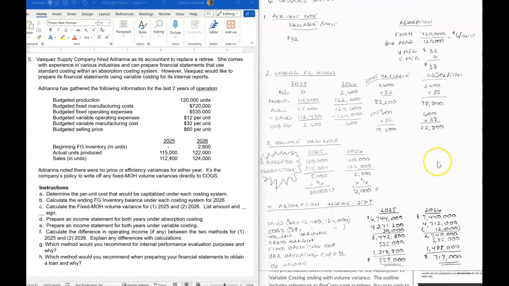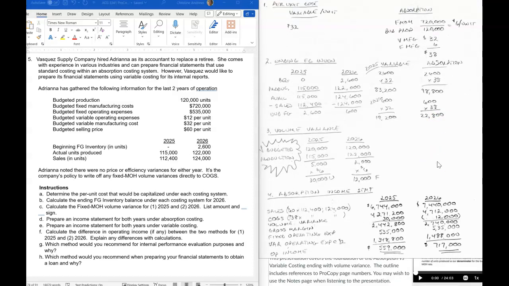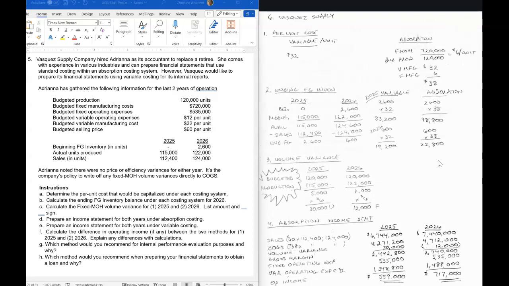Now, here's our volume variance. The volume variance exists because we've got a difference between budgeted and actual production. The issue is that we base our fixed overhead rate on budgeted production. So if you actually produce more or less than that, you're going to have a volume variance.